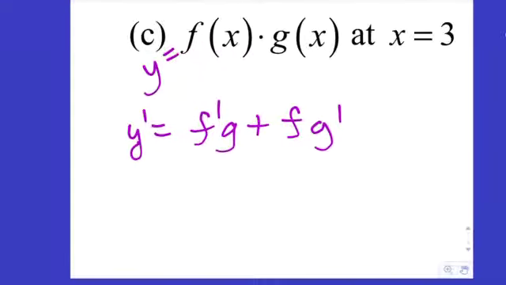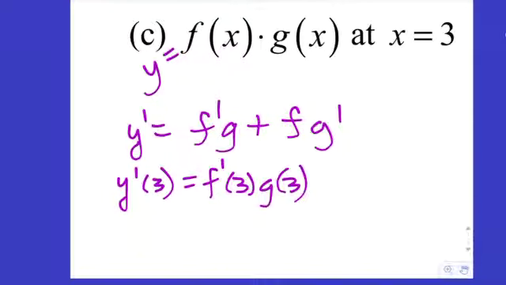Okay, now we're plugging in 3. Y prime of 3 is f prime of 3 times g of 3. This is a bad song too. Plus f of 3 times g prime of 3.